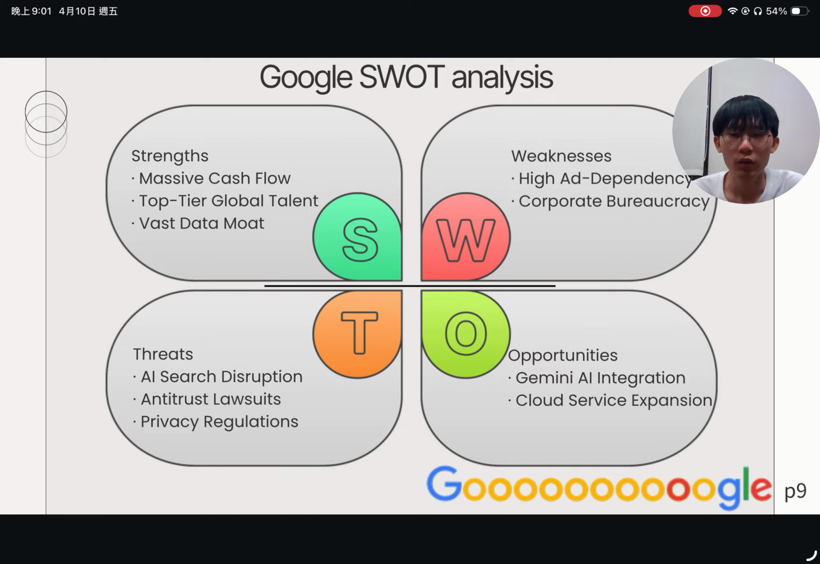AI search disruption is a huge danger to their traditional ad model. If users get used to reading direct AI answers without clicking web links, Google's core profits could collapse. On top of that, increasingly strict global antitrust lawsuits and privacy laws are directly challenging the data monopoly they have relied on for years.